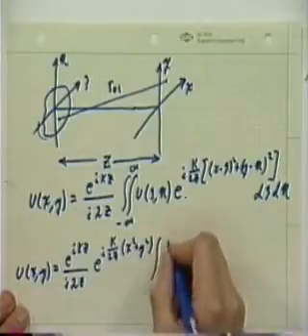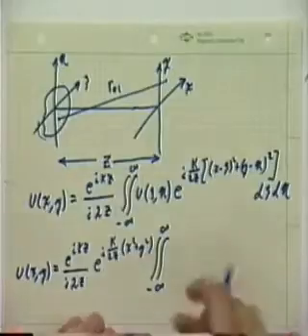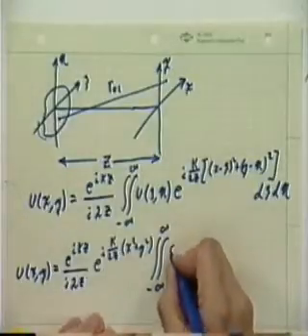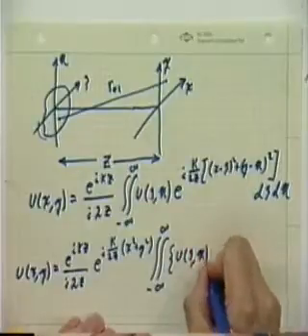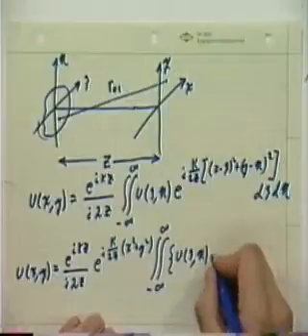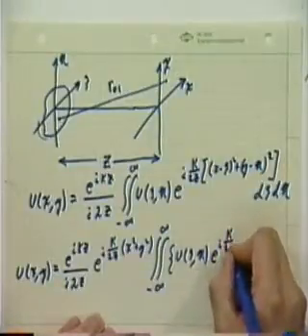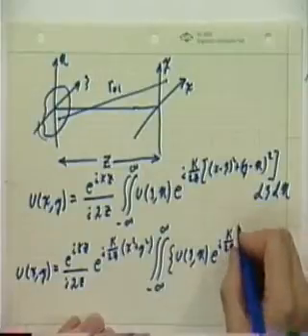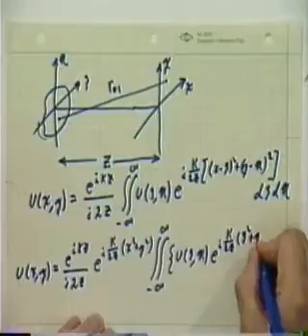And now we're left with the integral, and we still will have the u of squiggle and eta, and we'll put here the e to the i k over 2z, squiggle squared plus eta squared.